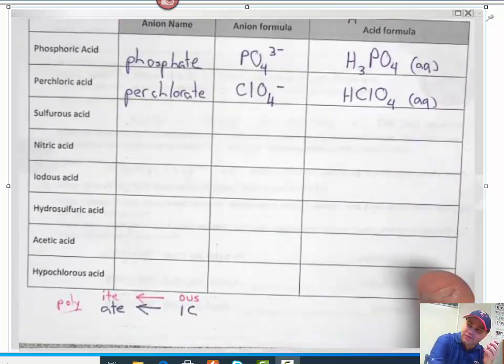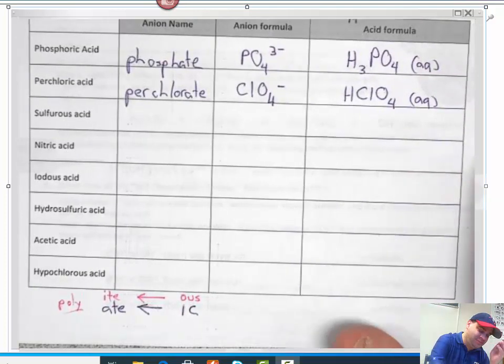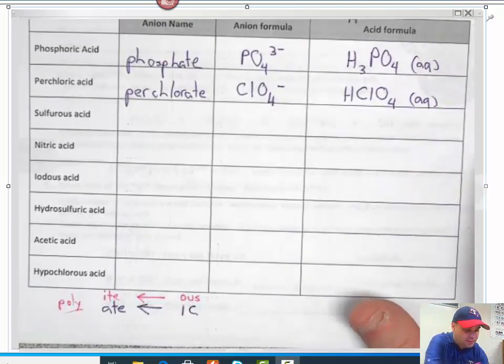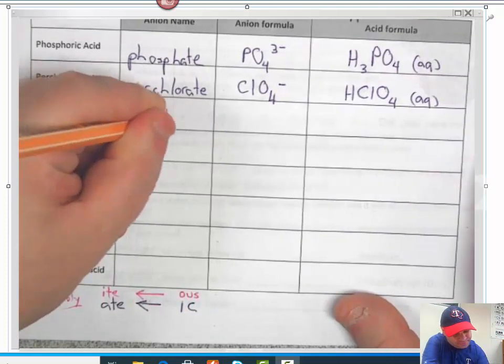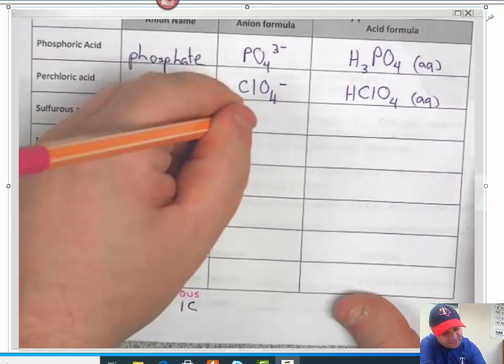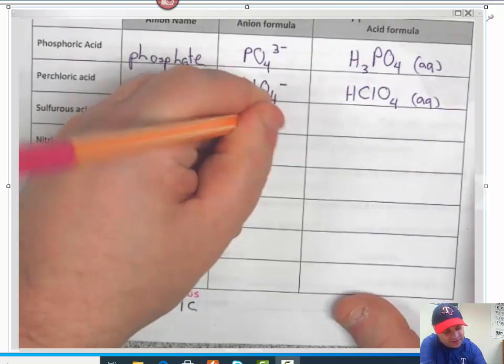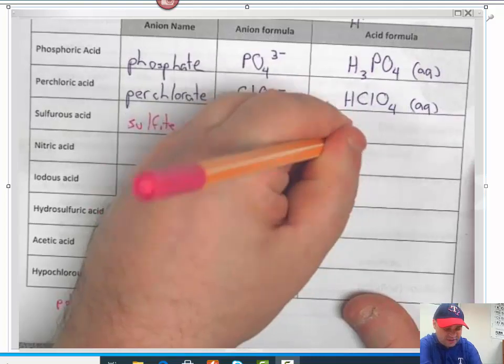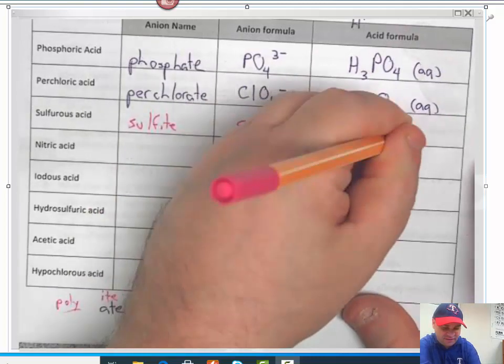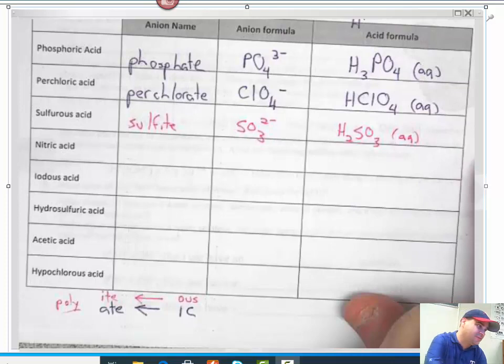Alright, might help if I actually show you what I'm writing on the screen. Might help. Come on, Mr. Herdum. Sulfite. Sulfite is SO3 2-. Remember, acids start with H plus, so this is going to be H2SO3 because we have to balance out the charges. Aqueous.